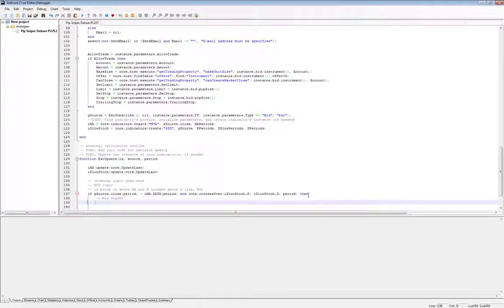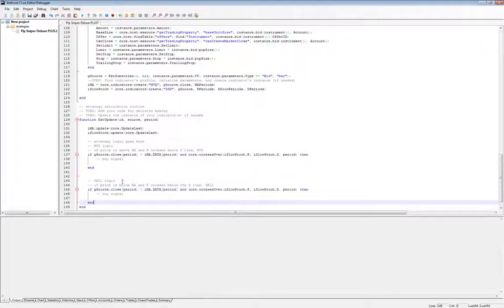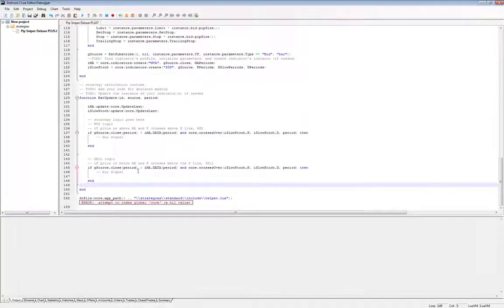We want to make sure we close off this if-then statement, just like that. And now we want to do the same thing with the sell logic. I'm actually going to copy over the buy logic into the sell logic section, then we'll change out the parts that we need to. So for the sell logic, we want to make sure the price is below the MA.